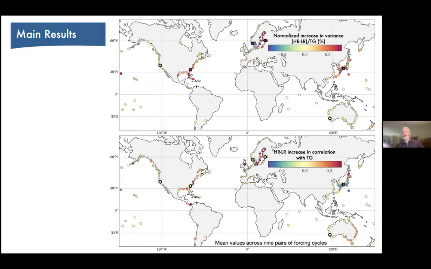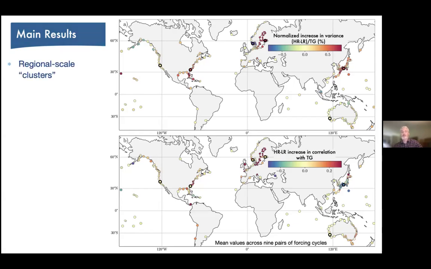Sorry about that labeling there. So 0.5 is like a 50%. The red scale goes up to almost 100% larger variance, and even beyond that in certain regions. And the bottom, we can see the difference in the correlation between the model and the tide gauges between the high resolution and the low resolution. So red indicates that you have a higher correlation between the tide gauges and the high resolution model than you do the low resolution model. Blue indicates the opposite.